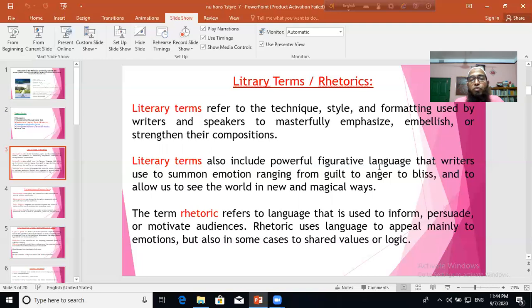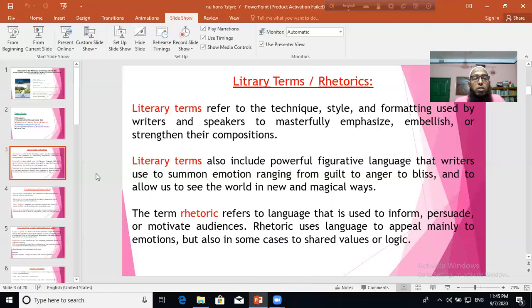Literary terms also include powerful figurative language that writers use to summon emotion, ranging from guilt to anger to bliss, and to allow us to see the world in new and magical ways. That means writers use literary terms to represent a world in a different way to us. The term rhetoric refers to language that is used to inform, persuade, or motivate audiences. Rhetoric uses language to appeal mainly to emotions, but also in some cases to shared values or logic. So rhetorics are also used by speakers and sometimes writers. Why? To convince, to persuade, to motivate the audience or the readers.